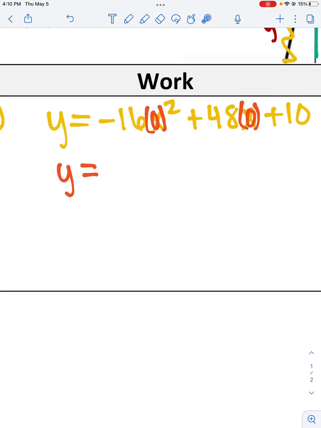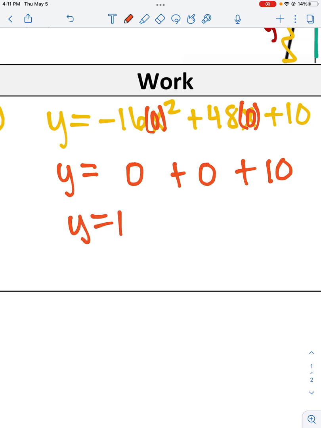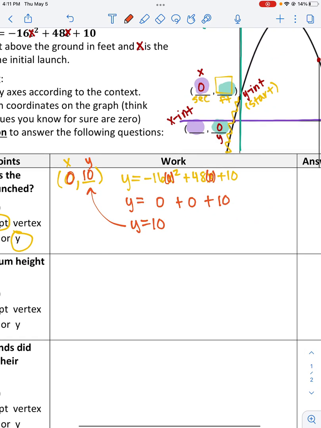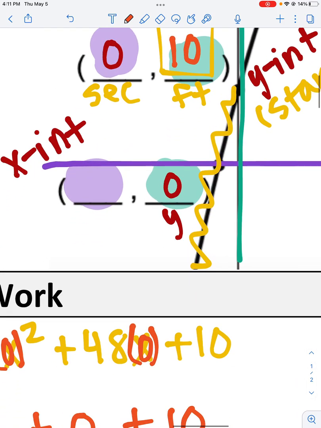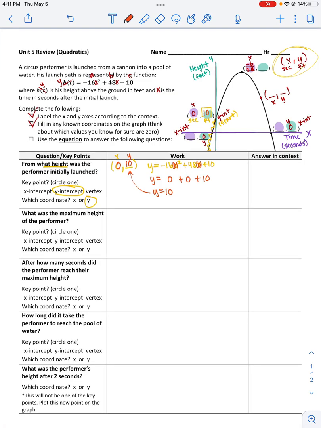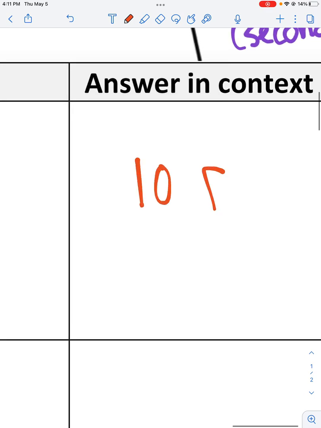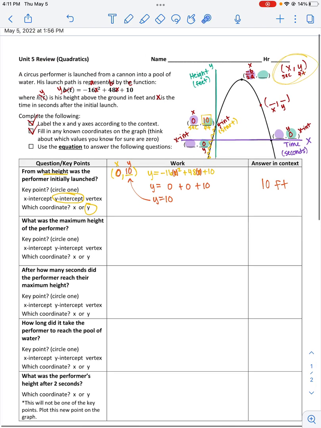For y-intercepts, this will typically happen with most functions. Negative 16 times 0 squared is just going to be 0. 48 times 0 is going to be 0. And then adding 10, so y equals 10, and that is the y coordinate there, and I can fill it in on my graph. That tells me that when the performer was first launched, it was from a height of 10 feet. So we would just say 10 feet, and we would want to make sure that we have the algebra work to support our answer to that question.